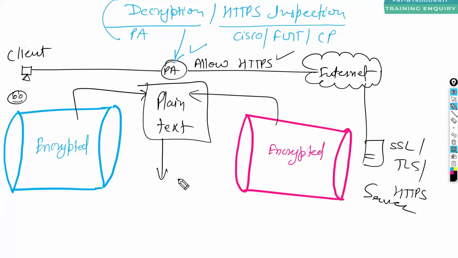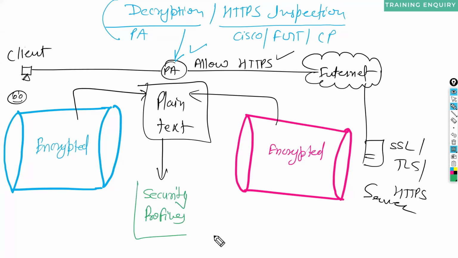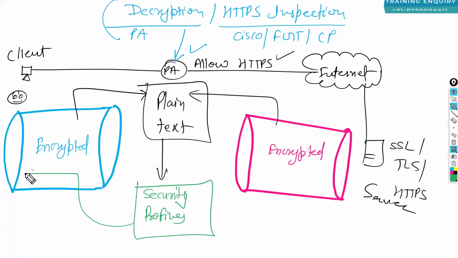When we have data in plain text format, then we have security profiles. Yes, with the help of security profiles, we can clean the data. Then the clean data can be sent inside or outside in this way. But remember, with the help of decryption, we can convert the encrypted data into plain text format so that we can filter the traffic with the help of security profiles.